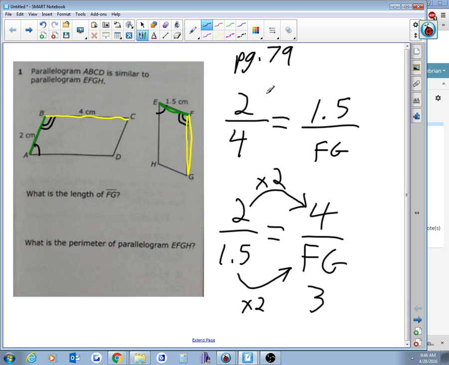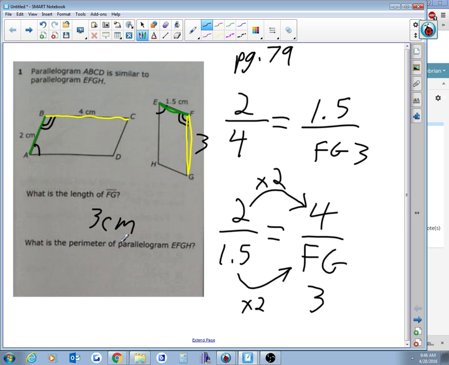You also could have done it cross multiply and divide. 4 times 1.5 is 6. 6 divided by 2 also gives you 3. So FG will be 3. This is going to be 3 centimeters.